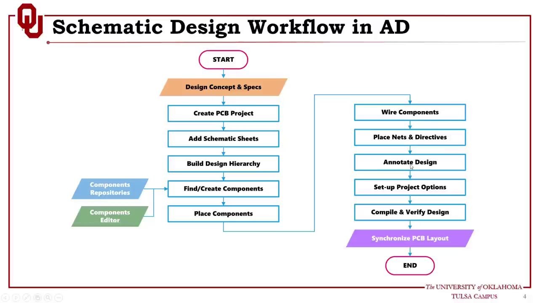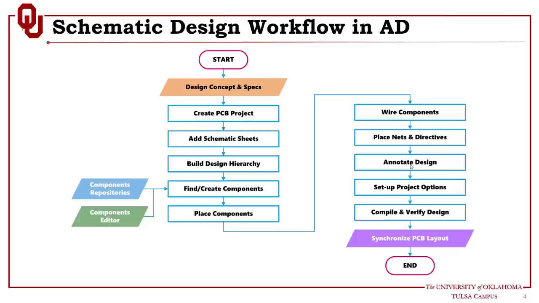Now the next step is to annotate the design. Basically, annotating the design is giving a unique designator or identifier to every single component on the board. Like if you have resistors, the resistors will have R1, R2, R3. R is the designator for a resistor, C is the designator for capacitors, and so on. So we annotate the design, and it's just one click, and the design will be annotated automatically.